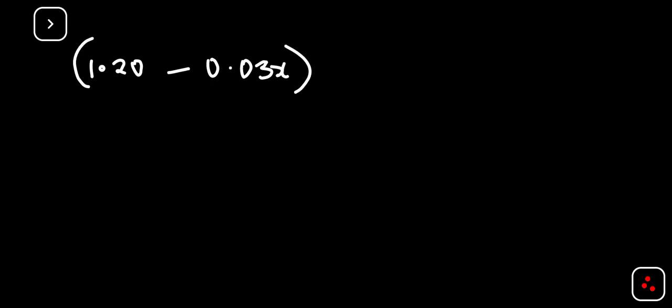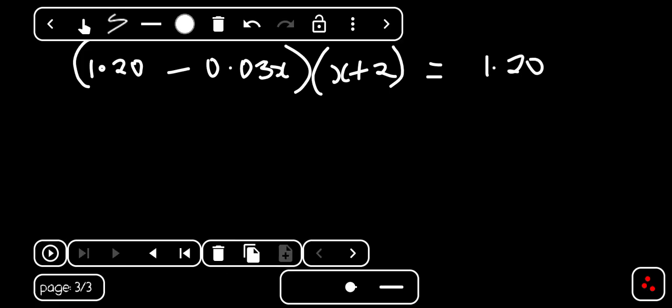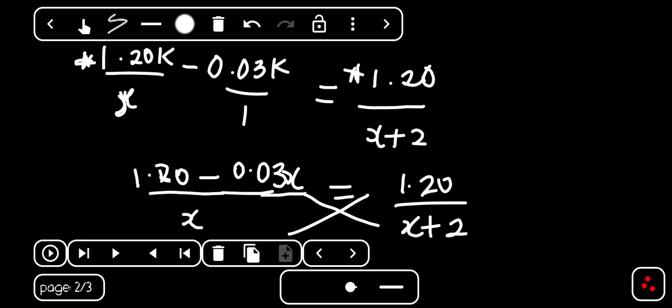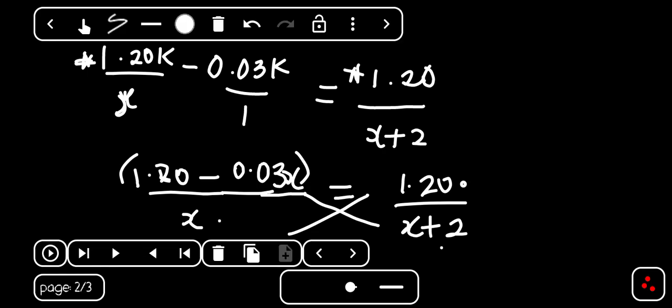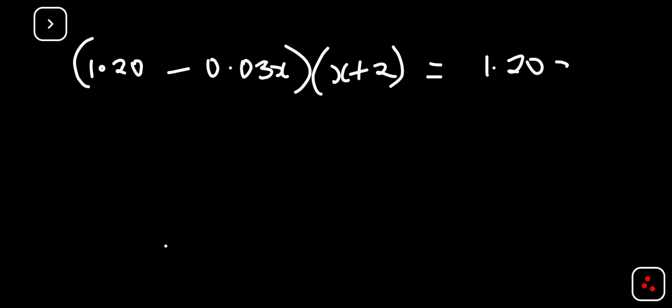So it was x plus 2 multiplying here, 1.20 minus 0.03x. I think it was plus, right? Okay, it was minus. And we're multiplying it with x plus 2, but we're equating it to 1.20. I'm going to show you where I got this from. I'm multiplying this with everything here, and this with everything here. So that's going to be 1.20x.